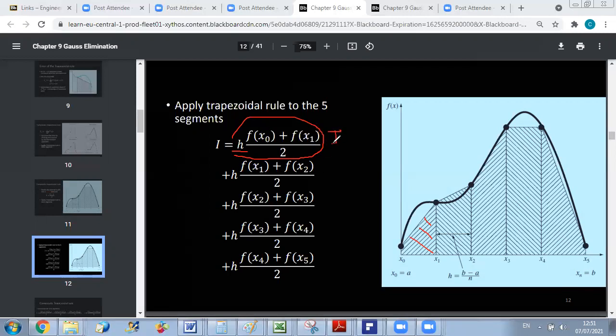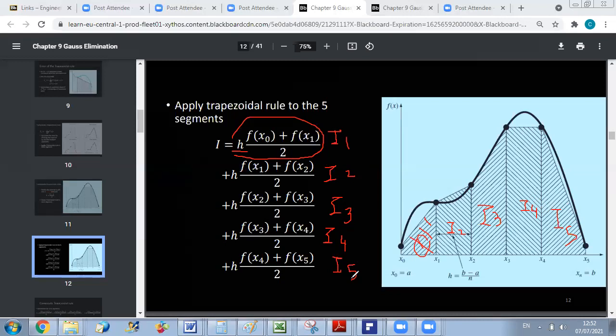So this is I1, the integral of part 1. We add to it the area of part 2, I2, the area of part 3, I3, and all are calculated with the same formula: the width h times the average height. So I2 is h times f(x1) plus f(x2) over 2. I3 is h times f(x2) plus f(x3) over 2. I4 is h times f(x3) plus f(x4) over 2. And I5 is h times f(x4) plus f(x5) over 2.